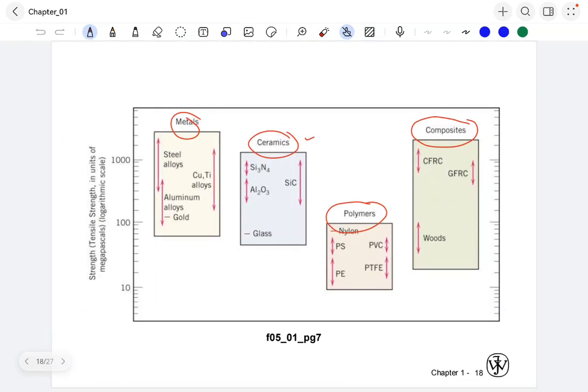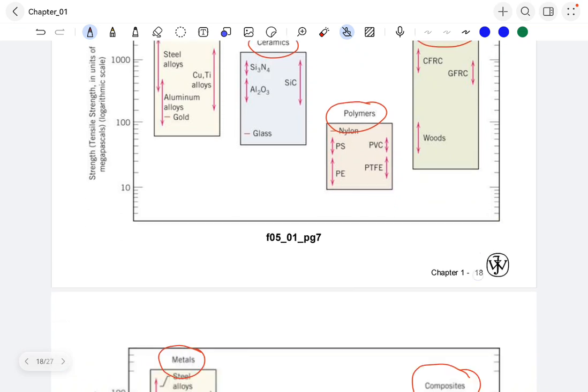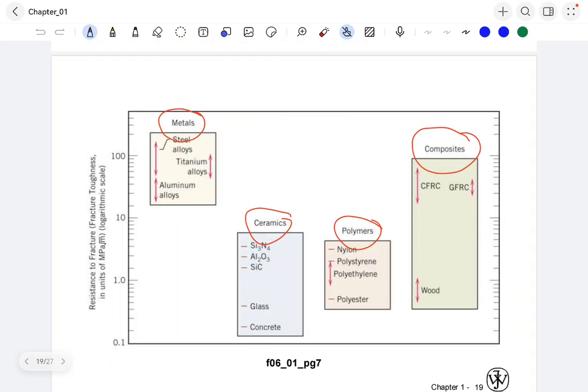Now depending on the strength of the material, we can see that the king of strength is the metal, and in second position comes the composite, then the ceramics, and the last are the polymers. Again, for the resistance to fracture, the biggest winner is the metal, the second is the composite, the third is the ceramics, and the last is the polymers.